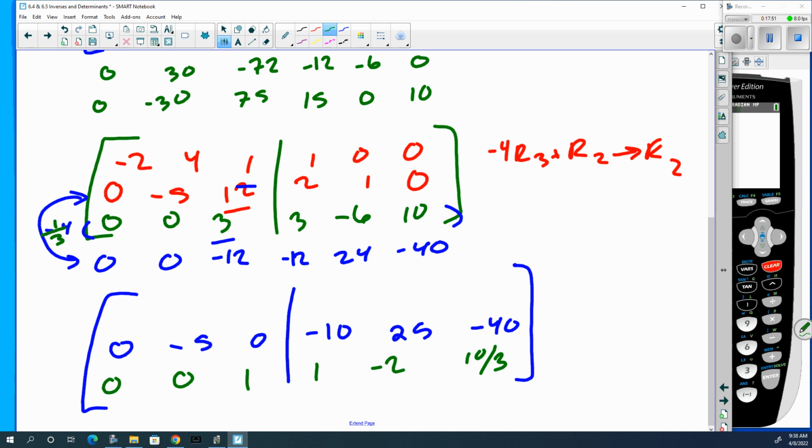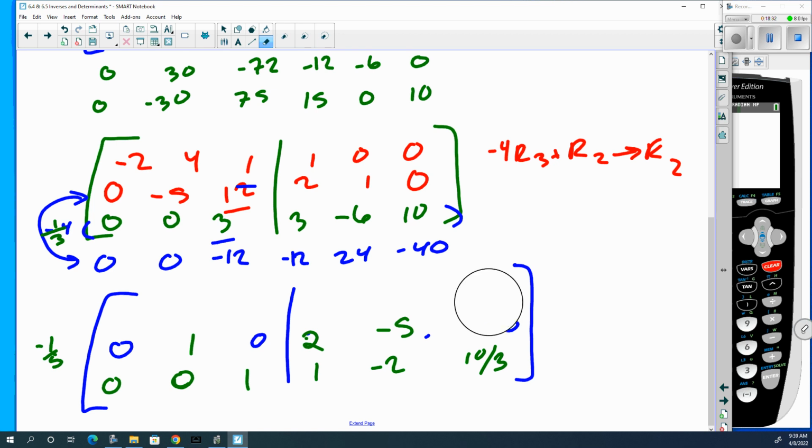And then while I'm at it, I might as well times this middle row by -1/5, because if I times this by -1/5, then I'm going to get a 1 right here where this -5 is. Again, my ultimate goal is to have this row be 0, 1, 0. So if I times this row by -5, I'd get a 0. -1/5 times 5 is going to give me a +1. And then -1/5 times 10 will give me a 2. And then -1/5 times 25 will give me -5. And then -1/5 times -40 will give me +8.